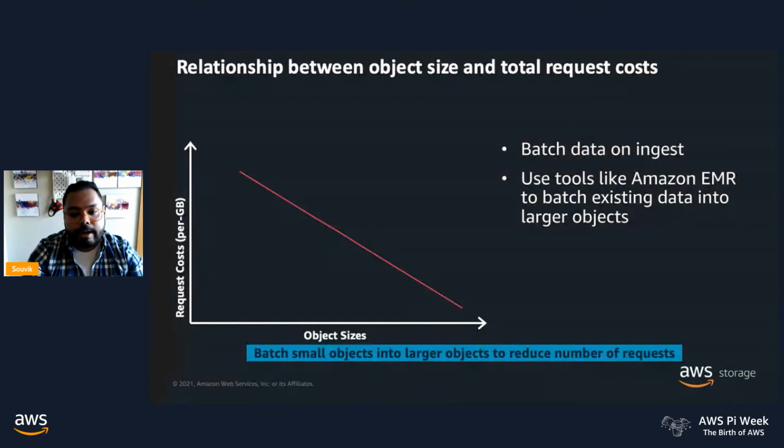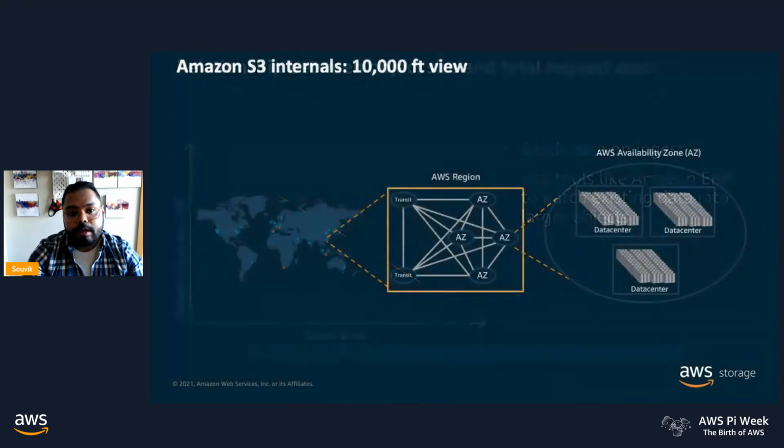In general, we recommend batching small objects into large objects on ingest. If you're using an AWS tool like Kinesis Firehose, you can set thresholds to batch objects before ingesting them to S3. If you have existing small objects in S3, you can use services like Amazon EMR to combine small objects into larger ones.